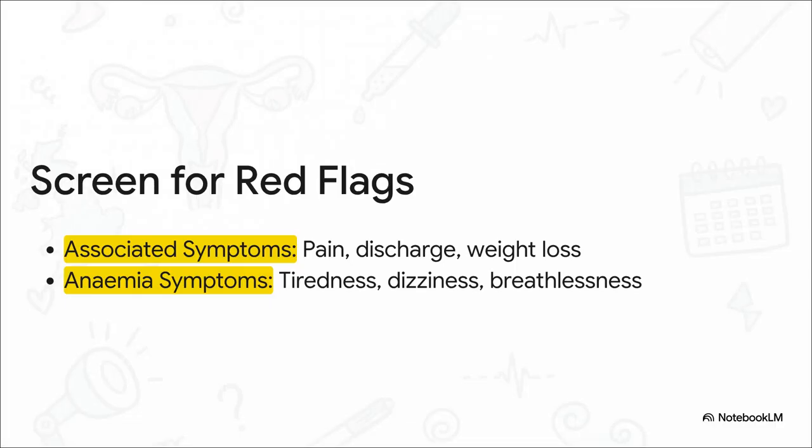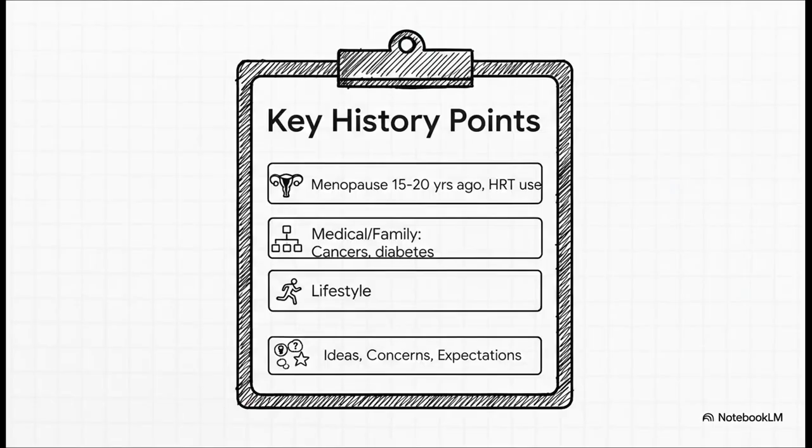Next up, you've got to screen for red flags. Are there any other symptoms going on? Things like weight loss or loss of appetite are big constitutional signs we can't ignore. And always check for symptoms of anemia, like feeling tired or breathless. Now for the rest of the history. You'll run through the usual suspects: gynae history, medical and family history, and lifestyle. But please do not forget ICE. Asking about their ideas, concerns, and expectations is what makes this a patient-centered consultation.